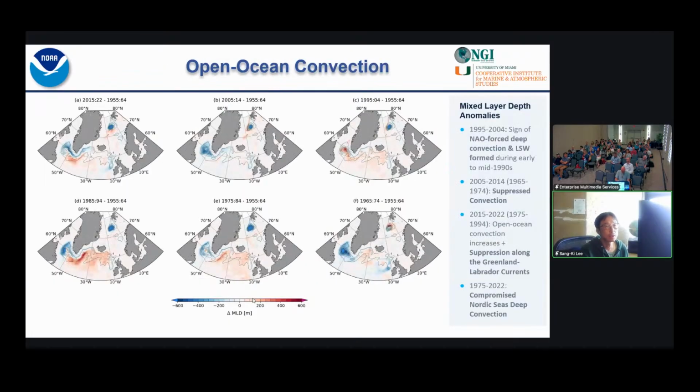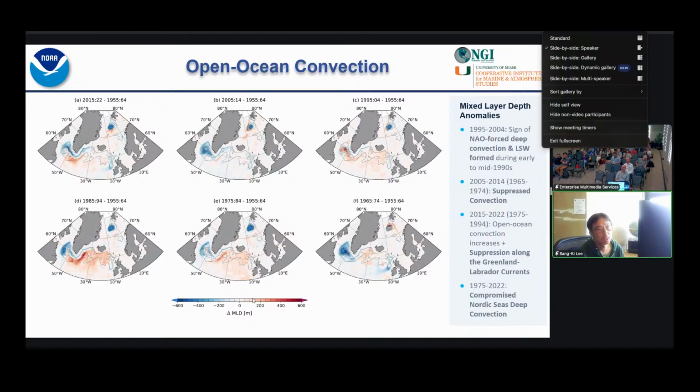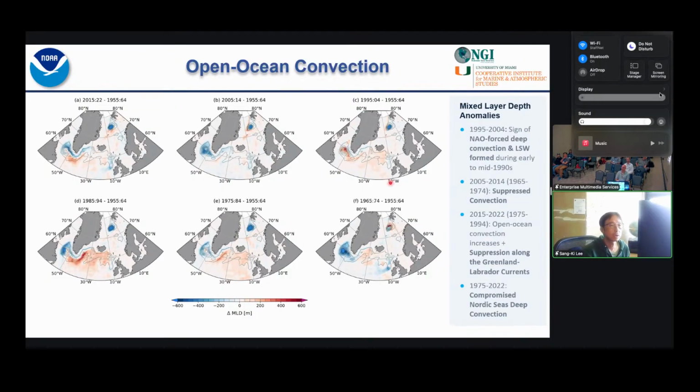Okay, so to understand what's driving this overall AMOC decline, let's look into the mixed layer depth anomaly, which is a proxy for open ocean convection. The mixed layer depth anomaly here for the period 1995 to 2004 shows an increase, and that is due to the NAO-forced deep convection and the related formation of the deep and dense Labrador Sea Water that was formed during the early to mid 1990s, so this is pretty well known.